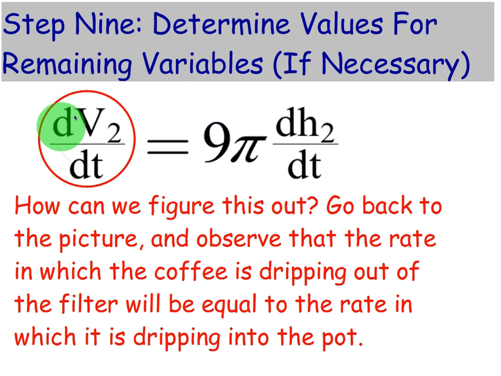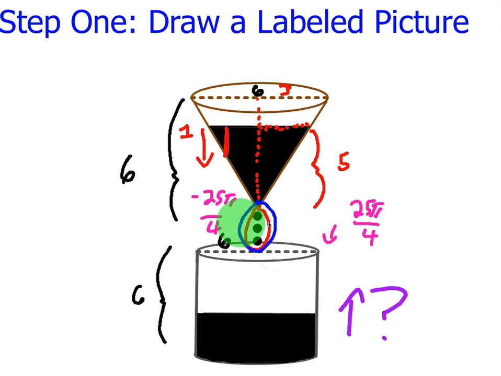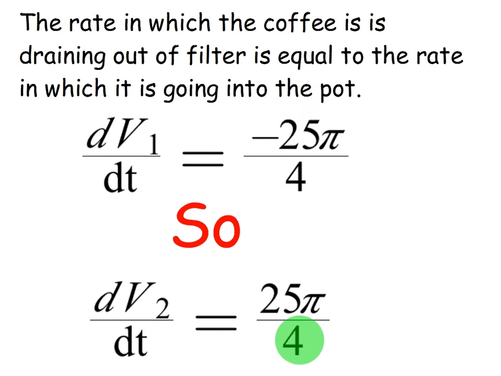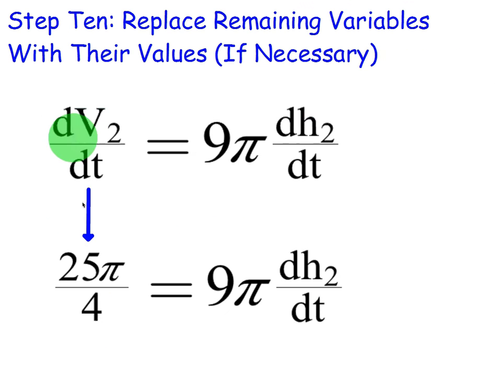Now for this one, we did have to figure out the second volume rate, the rate in which the volume of coffee is entering the pot, which we said is the same as what it's coming out. We figured out what's going in at 25 pi over 4 cubic inches per minute. So we will implement step 10. Since we figured this out to be 25 pi over 4 cubic inches per minute, we are just going to simply replace it with 25 pi over 4 for step 10. Replace remaining variables with their values, if necessary. In this case, it was necessary.